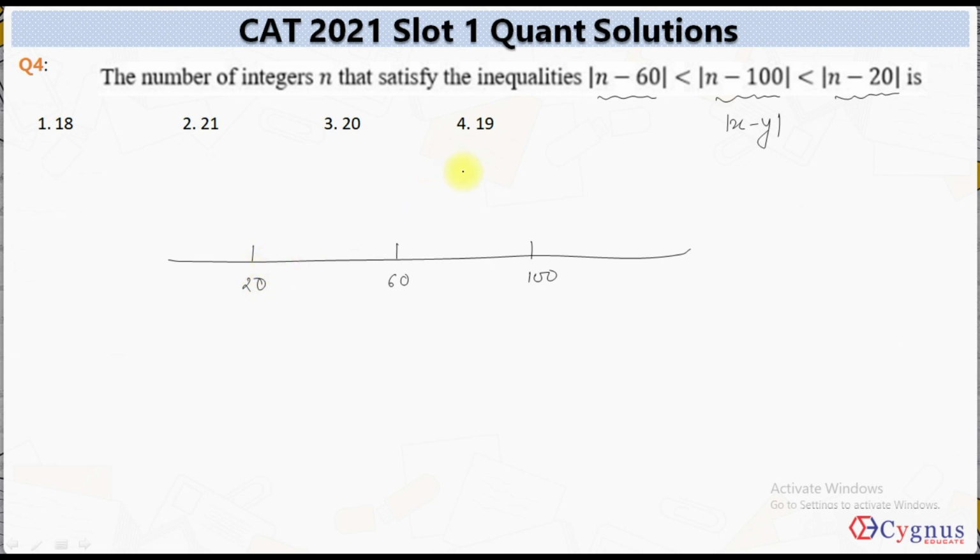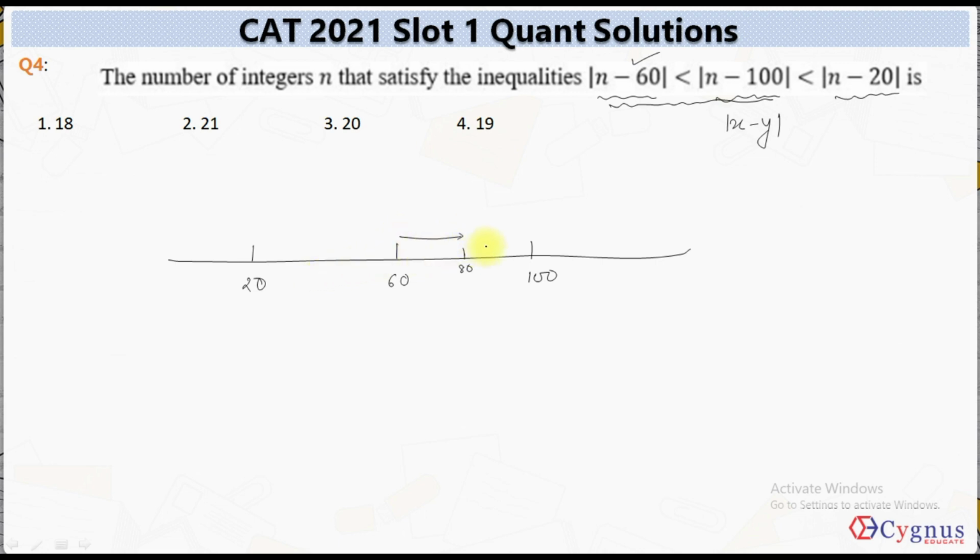Fine. If I try to relate these two first, it says that n minus 60 should be less than n minus 100. What does it mean? N should be more closer to what? 60 rather than 100. In that case, this will work. The distance of n and 60 should be less than the distance between n and 100. It will only work if the point is more closer to what? 60. So if you look at the midpoint of 60 and 100, it's 80. So my point should be closer to what? More closer to 60. So it should lie in this range.